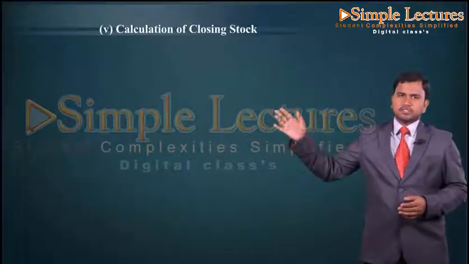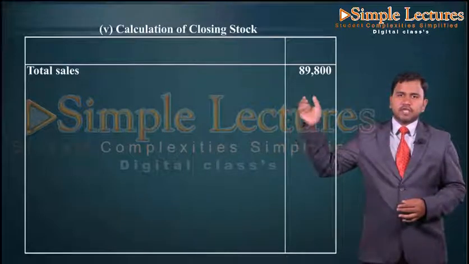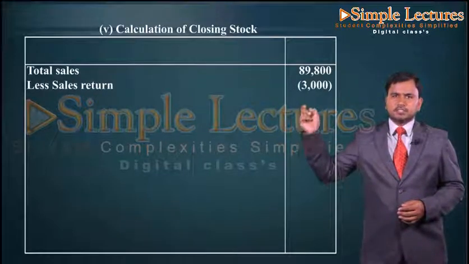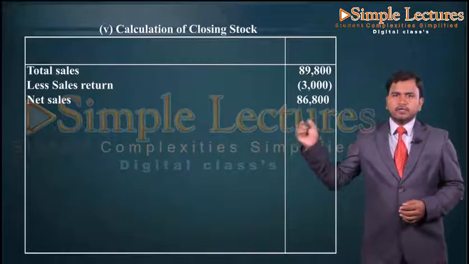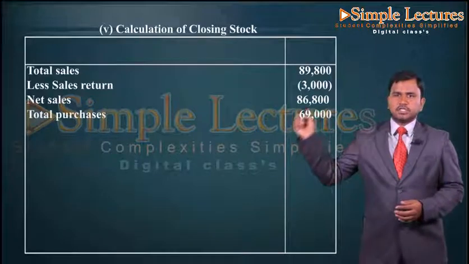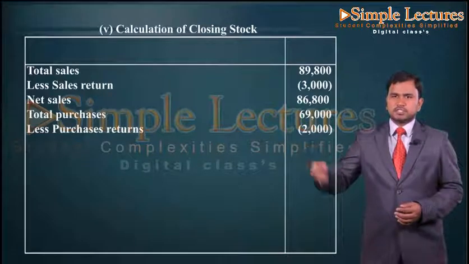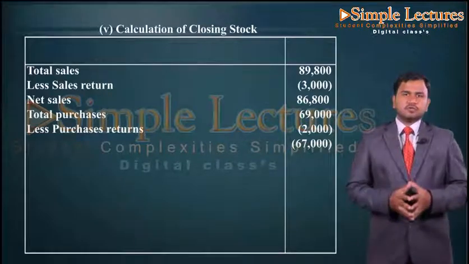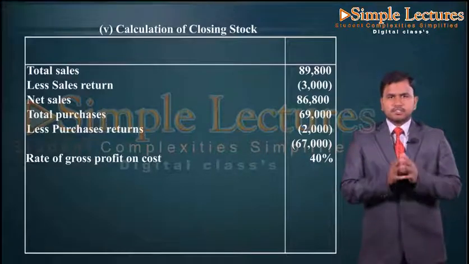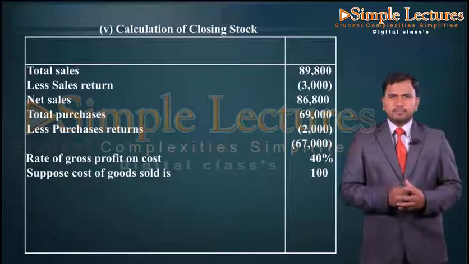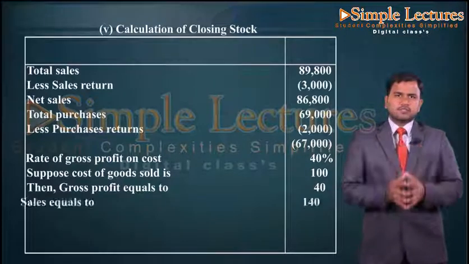So calculation of closing stock. In that, first we are going to take the total sales, which is 89,800, less sales return, which is 300, and the net sales will be 86,800. Then we are going to take total purchases, which is 69,000, less purchase returns 2,000, and the net purchases will be 67,000. Now let us come to the concept of closing stock. The rate of gross profit on cost is 40%. Suppose cost of goods sold is 100%, then gross profit equals 40% and sales equal 140%.